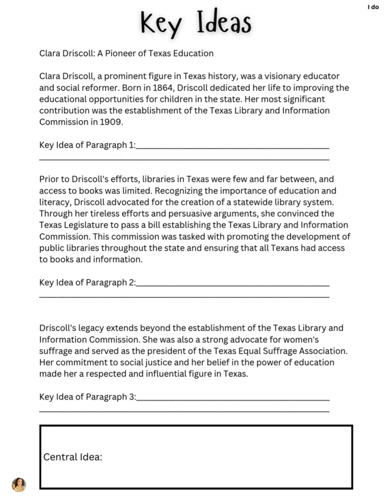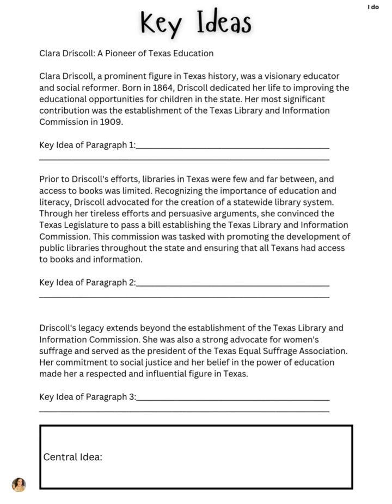We're going to take a look at each sentence individually in that first paragraph and decide, is it a generalization or a specific detail? So sentence number 1, Clara Driscoll, a prominent figure in Texas history, was a visionary educator and social reformer. I think that one is a generalization. That also is going to tell me that this is likely the key idea of the paragraph, but let's read the others just to be sure.